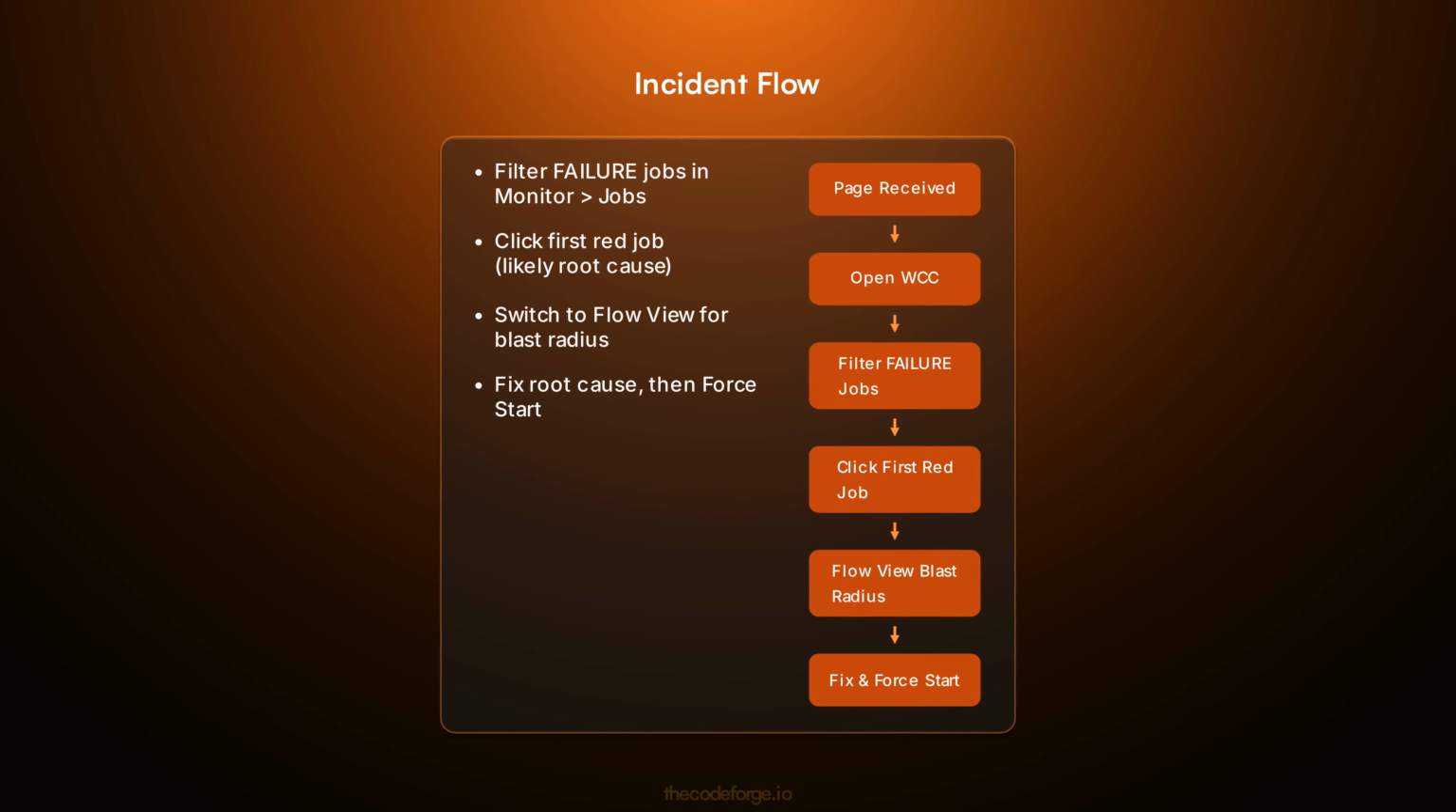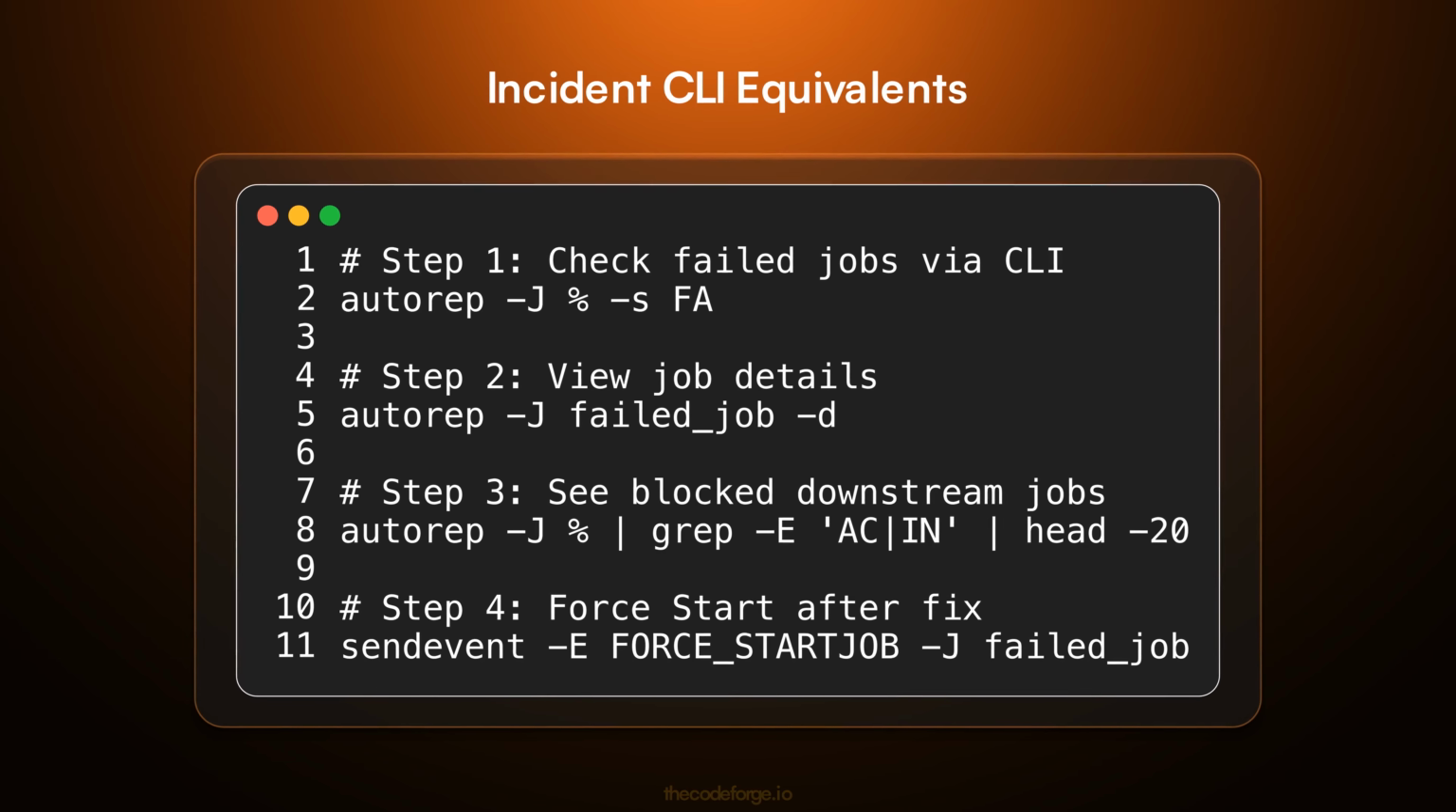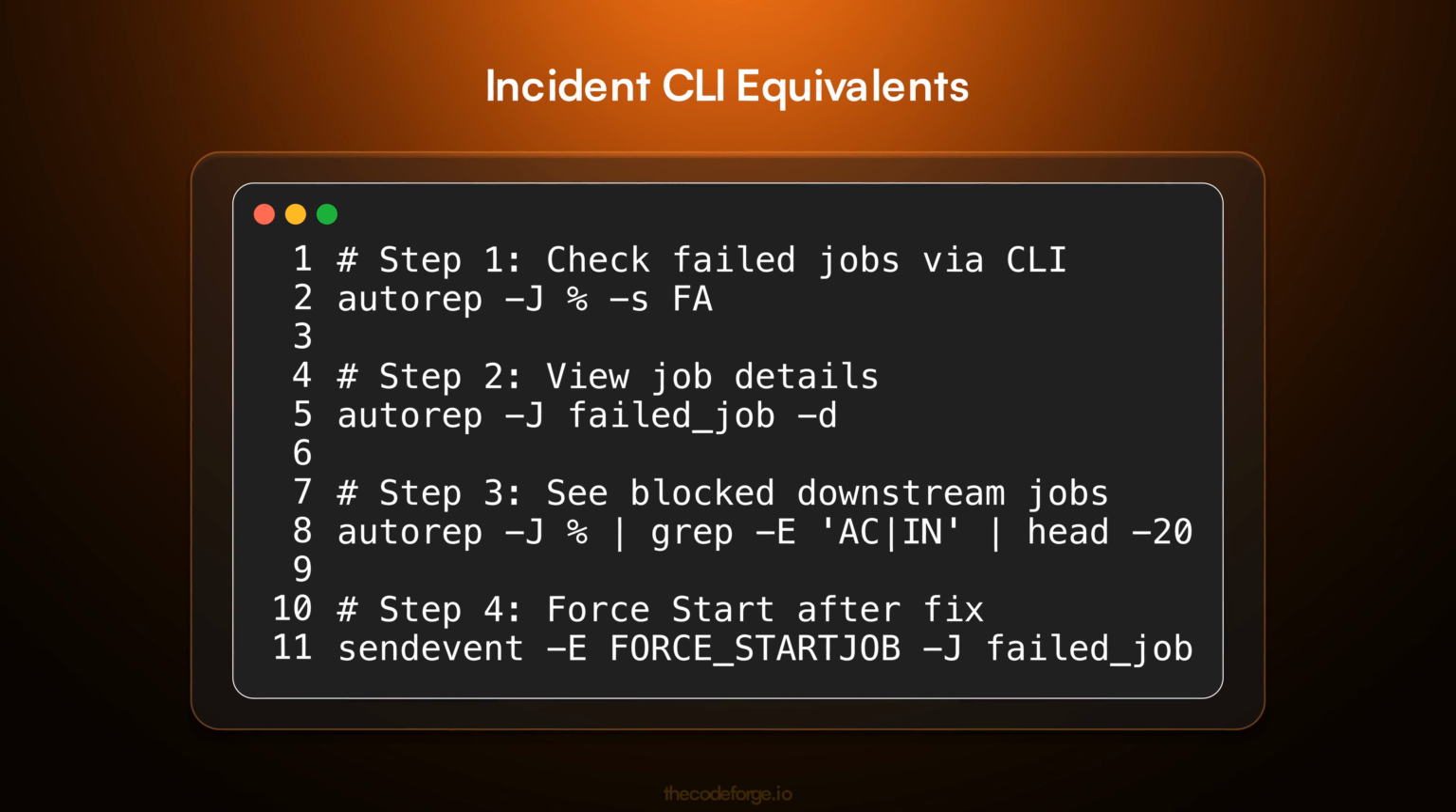When you're paged at 3 a.m., start by filtering for failure jobs. Click the first failed job, it's likely the root cause. Then switch to Flow View to see which downstream jobs are blocked. After fixing the root cause, force start the failed job and monitor the cascade. Here are the command line equivalents for the WCC actions during an incident. Use these if WCC is slow or down.